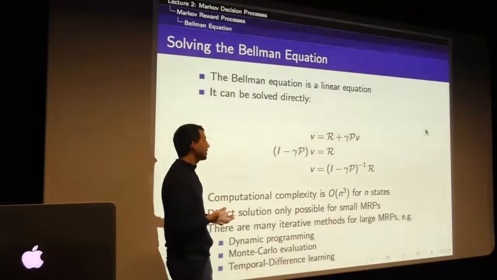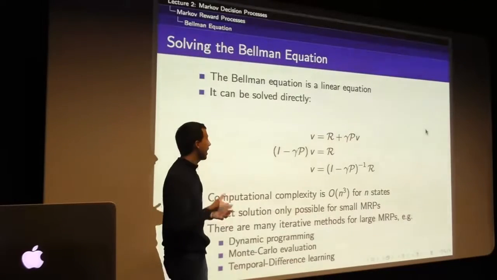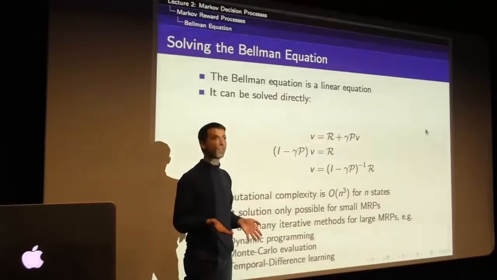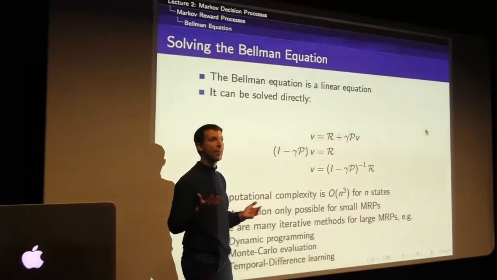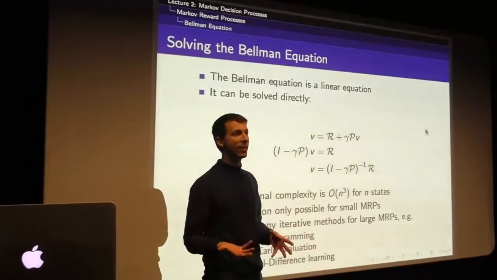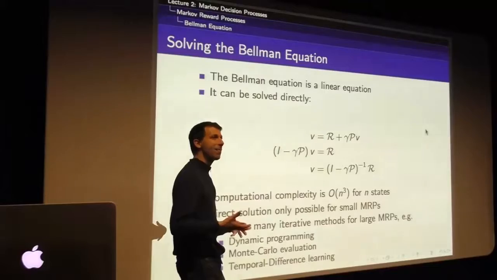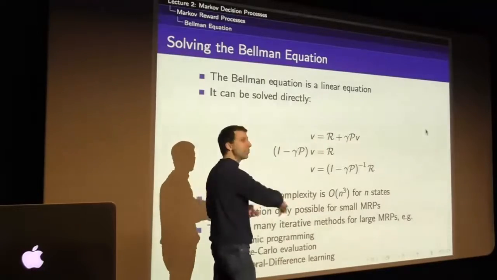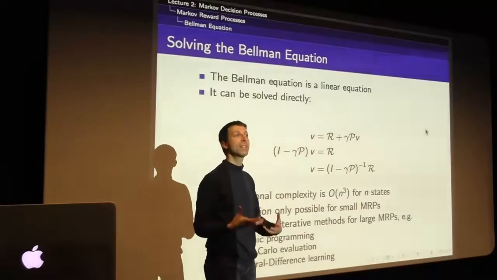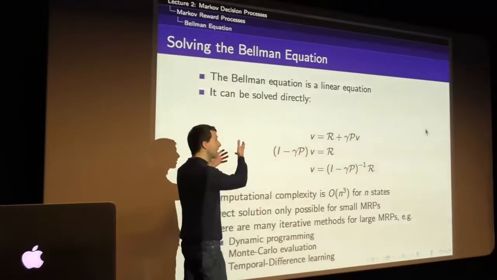The computational complexity of inverting this matrix is n cubed for n states. So this is not typically a practical solution method for large Markov processes. What we'll start to look at in subsequent lectures is efficient ways to solve these problems. In particular, this is just going to be a building block. All of the things we've seen so far are just building blocks towards what we really care about, which is making decisions.